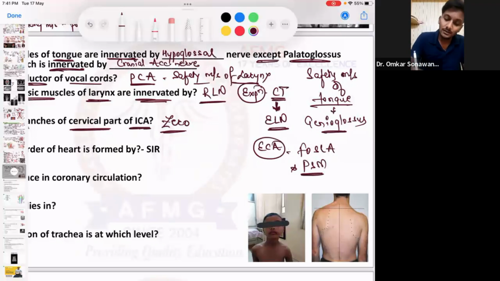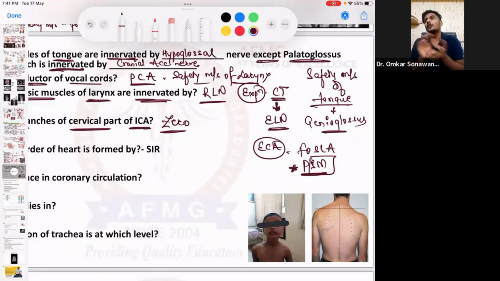P for posterior occipital artery. S for superficial temporal artery. And M for maxillary artery. So the 2 terminal branches of ECA are superficial temporal artery and the maxillary artery.